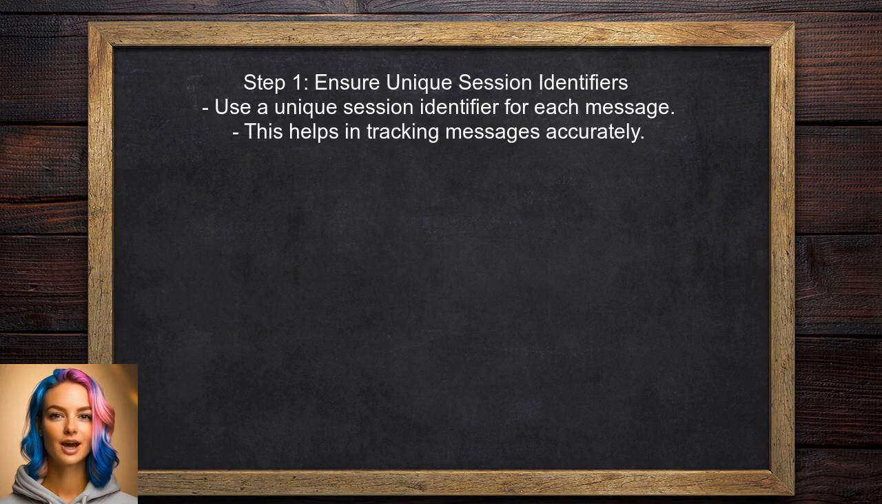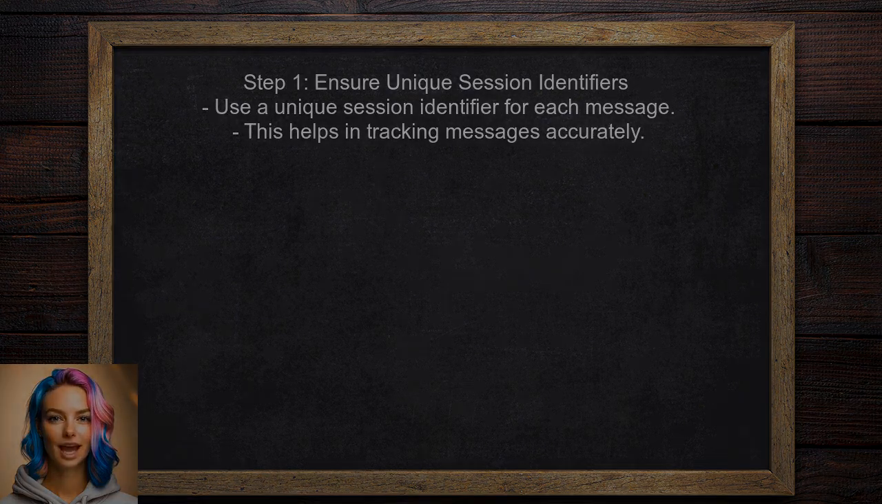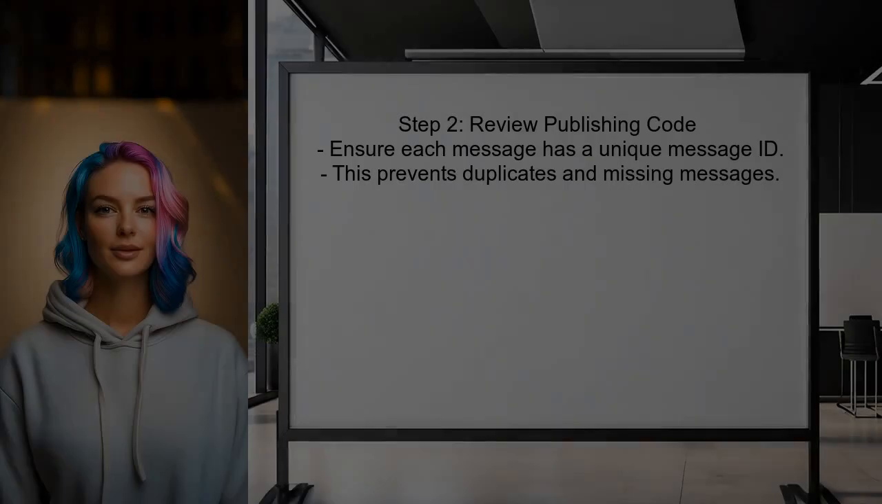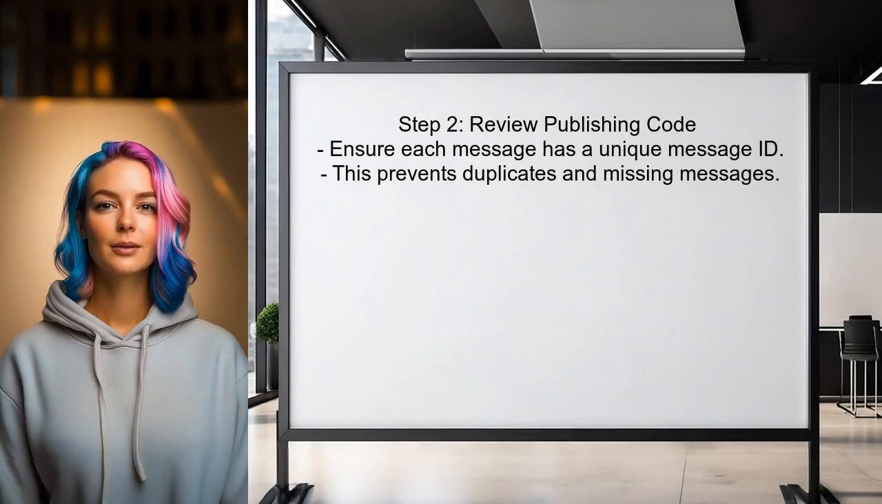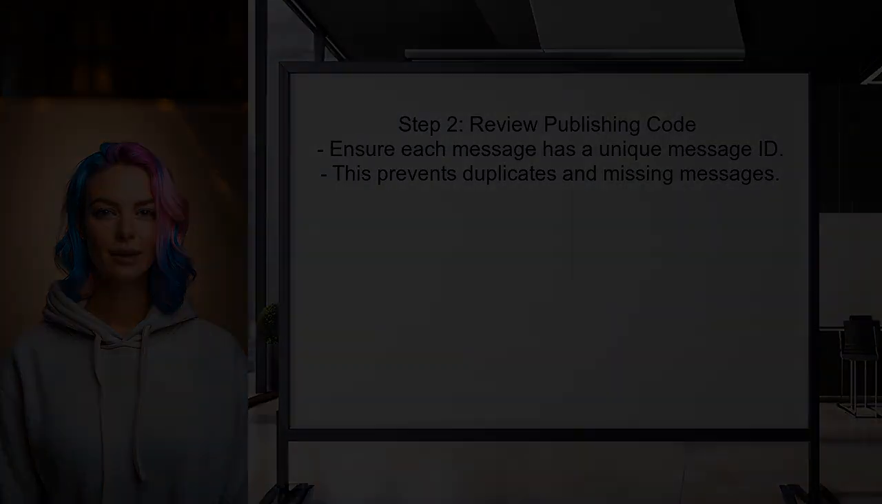To address the issue of data loss in Google Cloud PubSub, the user should first ensure that they are using a unique session identifier for each message. This will help in tracking messages accurately. Next, the user should review the publishing code to ensure that each message is being sent with its own unique message ID. This can prevent duplicates and missing messages.